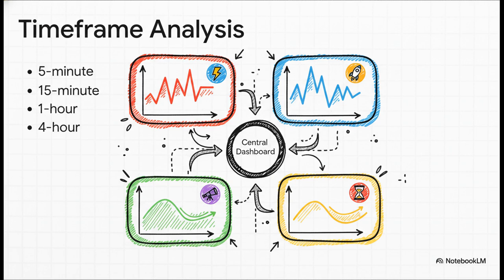And these aren't just random timeframes. They cover pretty much the whole spectrum of how people trade. You've got your super short-term stuff, the 5-minute and 15-minute charts, perfect for scalpers. Then you've got the 1-hour and 4-hour views for people who are playing the longer game, swing traders. By mashing all of this together into one single view, the goal is to give you a complete, holistic picture of where the market's momentum is really heading.